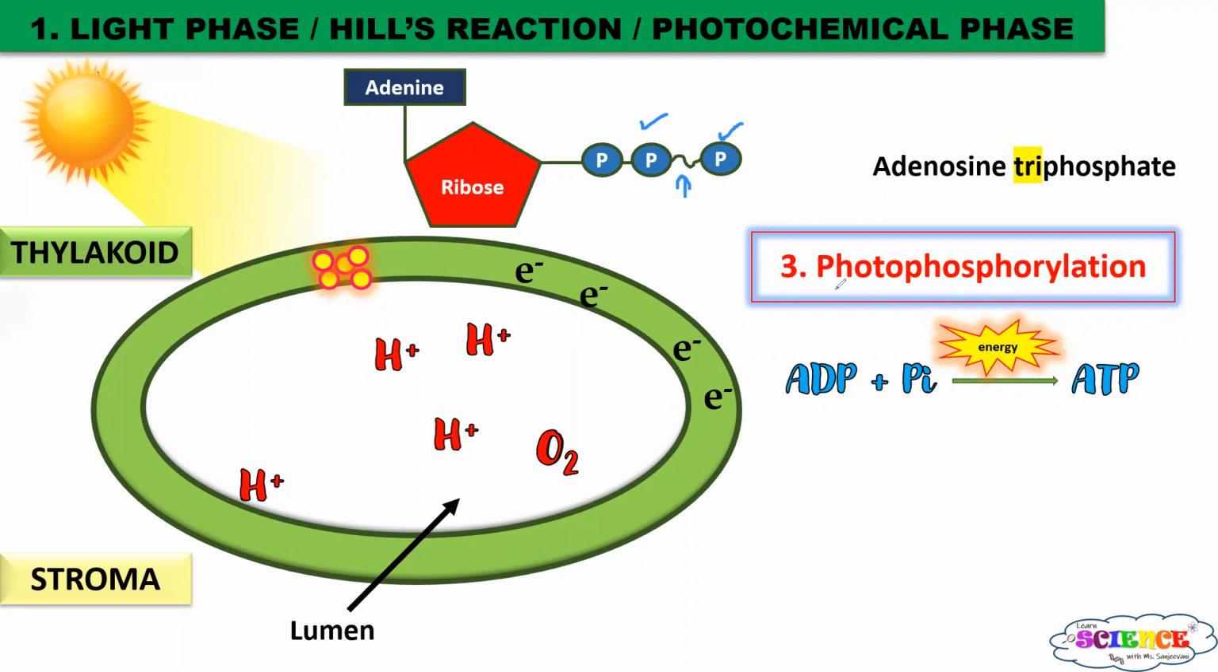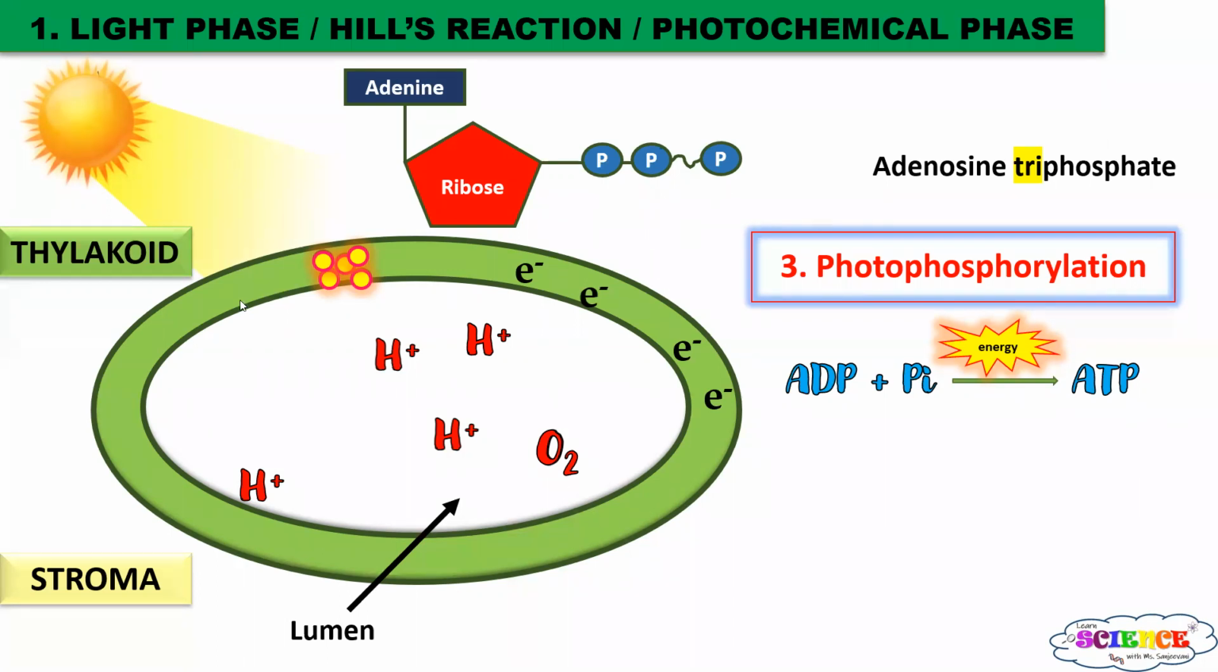Since it uses the energy of light, it is called photophosphorylation, or simply it occurs in the presence of light, so it is called photophosphorylation. Photophosphorylation is the process in which ADP is converted into ATP using light energy. So here we understood how energy is used up.